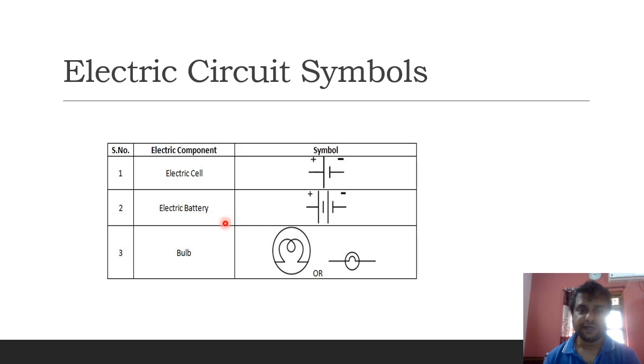The big line over here will have the plus sign, and the small line will have the negative sign. Here this is an electrical battery, and see how it looks in comparison to the electrical cell. Once again positive and negative, and then you have the bulb. This is how we indicate the bulb in a circuit diagram, or we could even put it this way. One of the two ways is fine.